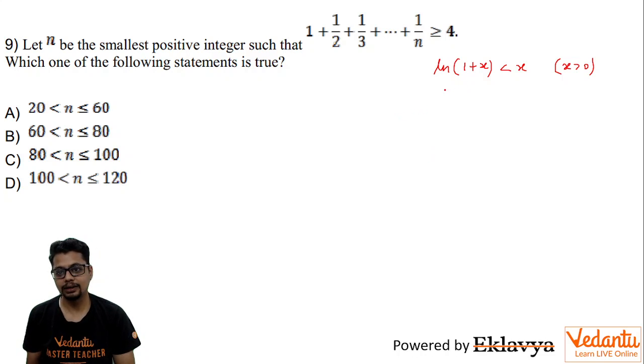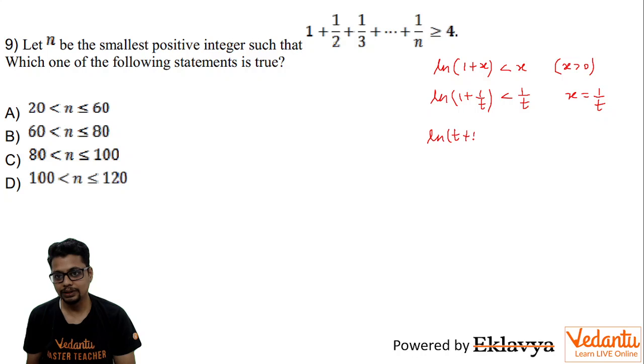Since what we want is 1 by 2, 1 by 3, and so on and so forth, instead of x let's use x to be 1 by t, in which case you would have ln(1 plus 1 by t) is less than 1 by t, where again t of course is positive. So here, as you take LCM and use the property of log, you get ln(t plus 1) minus ln t is less than 1 by t.